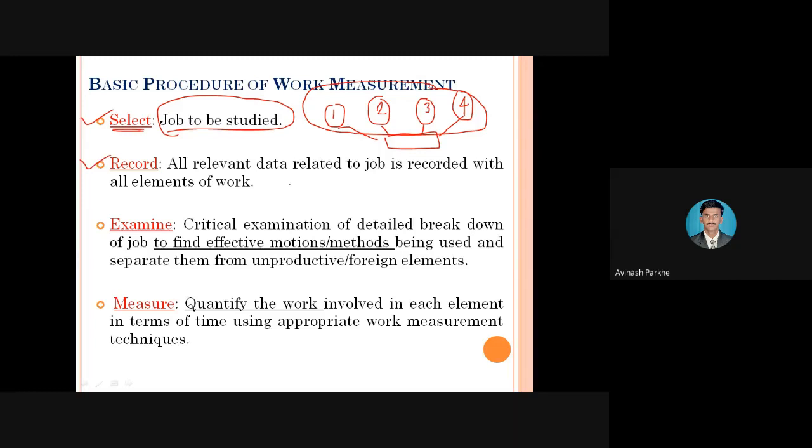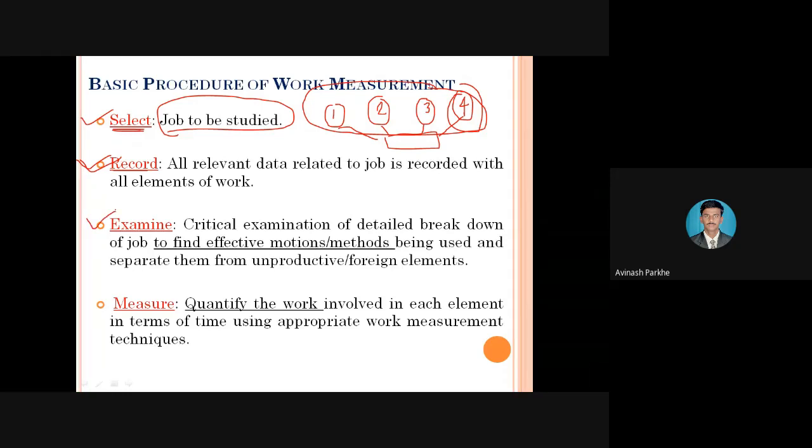Whatever previous results are available for process number 4, the process we have selected for that modification, that process has some previous results. Those results also we have to record. Therefore, the second step is called record. Then we have to go for the examination.